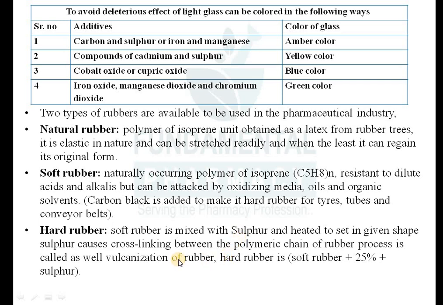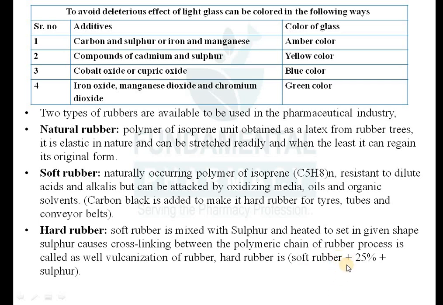So you will get a hard rubber. So that's why sulfur is used as a vulcanizing agent in rubber. It was again a question a lot of times in the GPAT. So hard rubber is nothing but the soft rubber plus 25% sulfur.